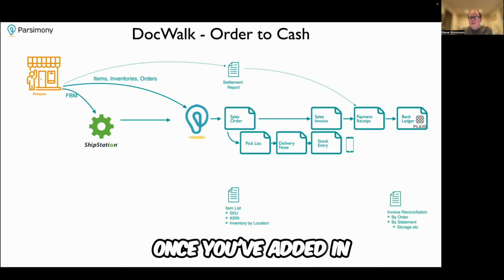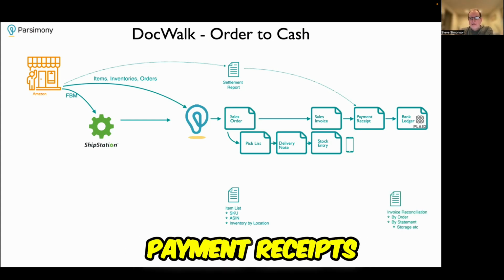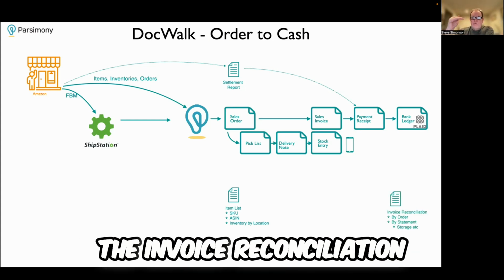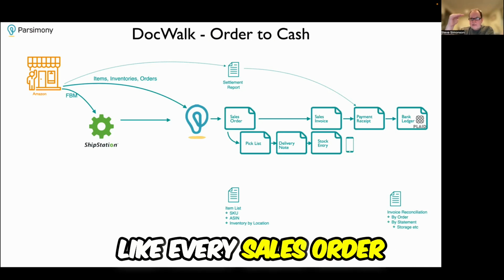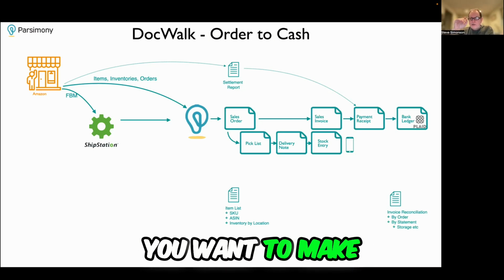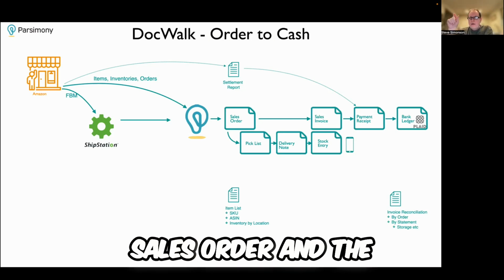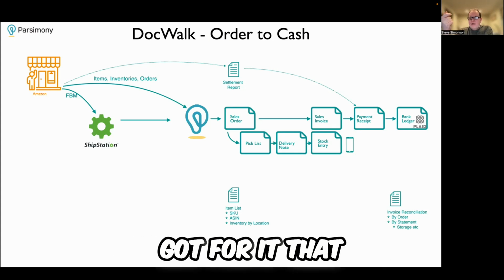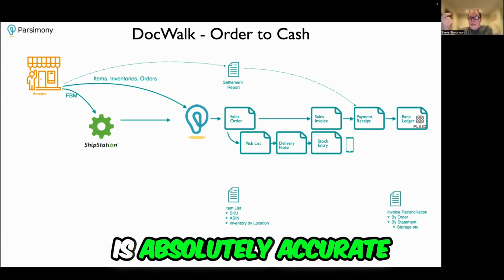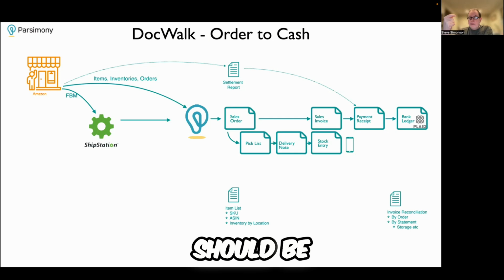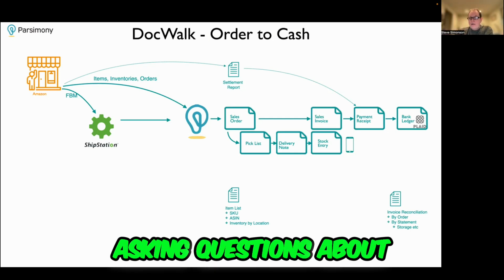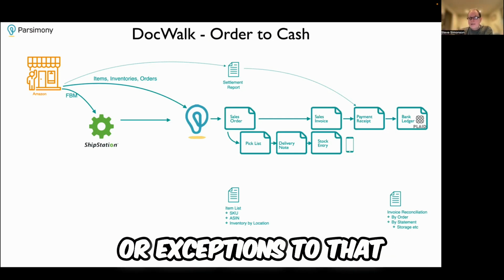So finally, once you've added in payment receipts, this is where you're starting to get into the invoice reconciliation. Like every sales order that came in, you want to make sure you have a line item for that sales order and the amount of money you got for it that is absolutely accurate based on what it should be. And then you start asking questions about adjustments or exceptions to that.